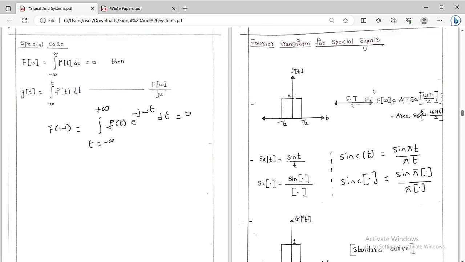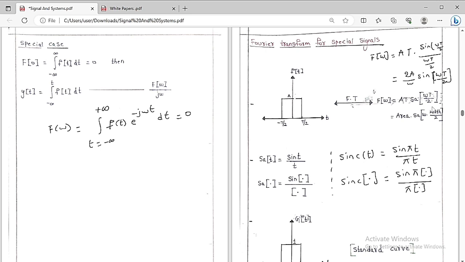So what's the meaning of this one? Sa of omega t by 2 is nothing but, let me simplify here. If you simplify, what are we going to get? A into t. Sa of any dummy variable is nothing but sine of the dummy variable by that dummy variable. So omega t by 2, here omega t by t, right? So if you simplify, t cancels, and you are going to get 2a by omega into sine of omega t by 2.